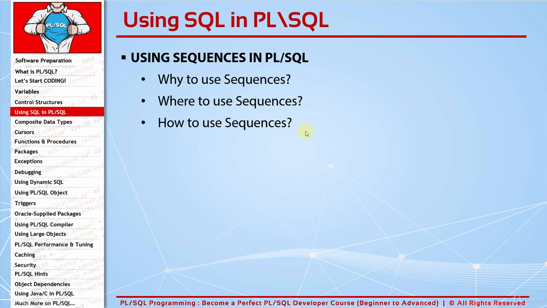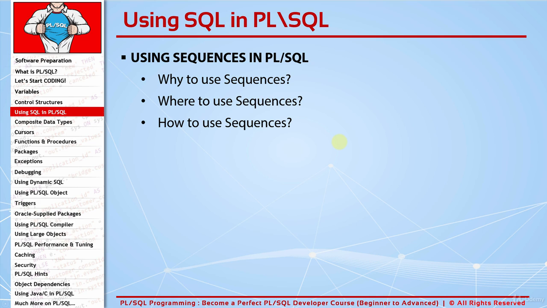So how to use sequences? With 11G and 12C, we can use nextval and currval pseudocolumns in our PLSQL code. We can assign a sequence value into a database column or a PLSQL variable. But the variable or column that we assign our sequence value to must be a number type.